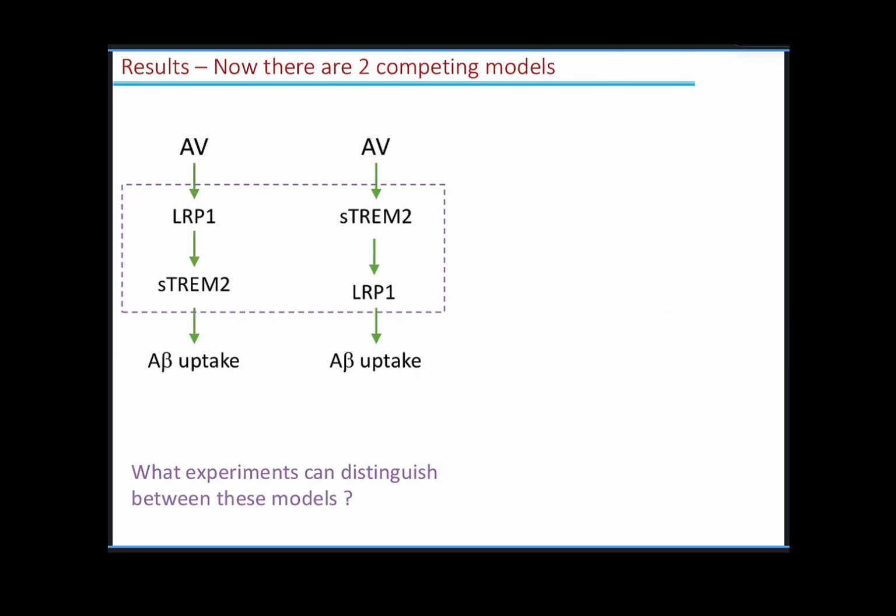That leaves us now with two competing models. It could be that AV induces LRP1, LRP1 somehow induces the shedding of TREM2, and that is what is causing A beta uptake. Or it could be that AV somehow induces the shedding of TREM2, and that is what's acting to induce LRP1, and that is what in turn causes A beta uptake. What experiment could distinguish between these two, Arshia?